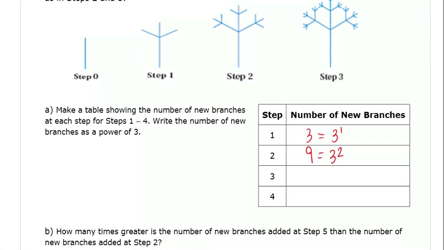In step 3, there would be 3 branches here, 3 branches here, 3 branches here. Hopefully we're realizing the pattern that this would be 27 because it's 3 cubed. And in step 4, which we didn't draw because it'd be crazy, the pattern would be 3 to the 4th, and that would be 81 branches.